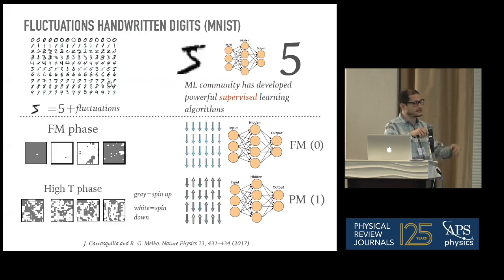Like these ferromagnets or these high temperature phases. And that's what we did, right? We just trained a similar neural network to recognize these digits. And then of course this works, it's a very simple task, but I'm just telling you how I got started, right? So this is how we did it. We figured out how to train these models to recognize these snapshots at low temperature and high temperature.